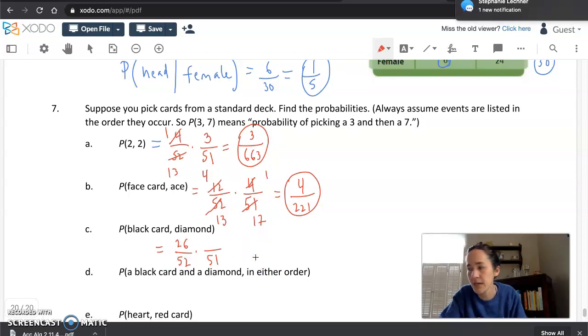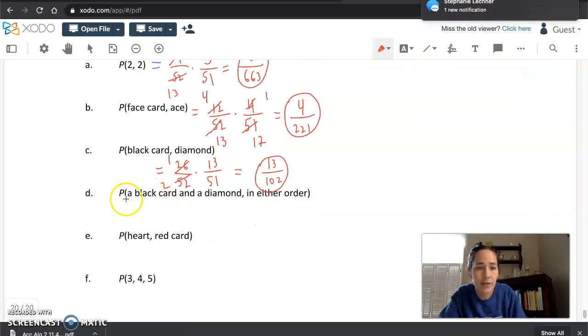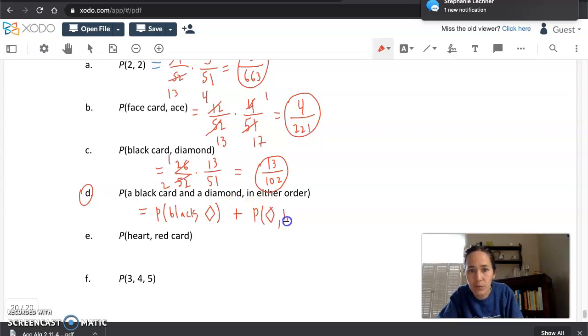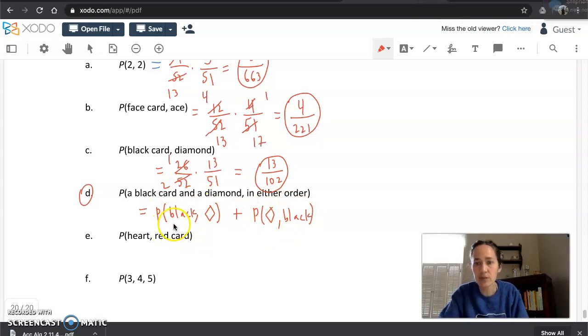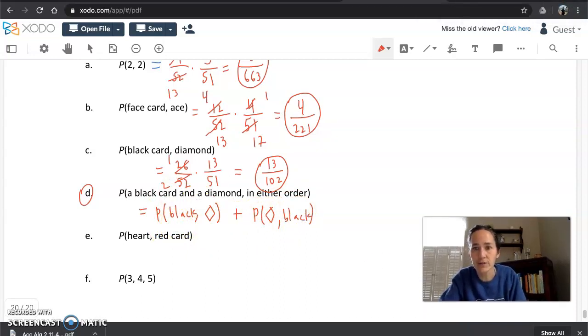Okay, kind of just moving down these. Black and a diamond in either order. There's more cases here. Let's spell this out. So probability you get black first, diamond second, or means add, right? I could get the diamond first and the black card second. Both of these probabilities are going to be the same. If you double one of them, you've got your answer here.